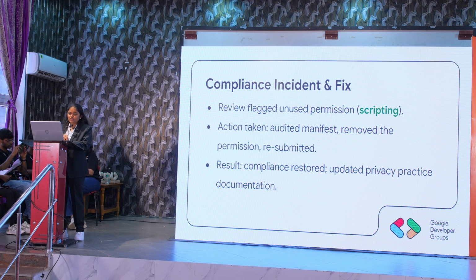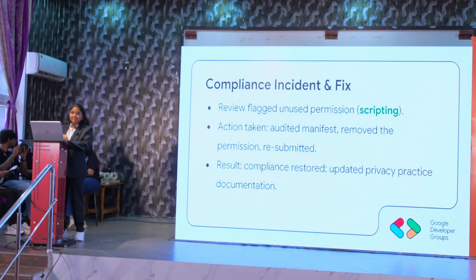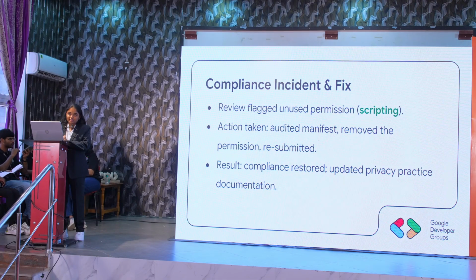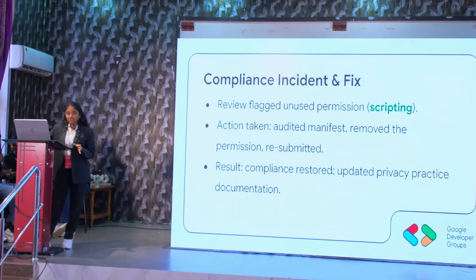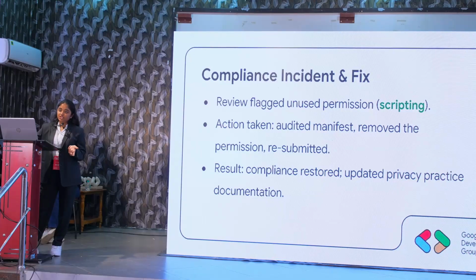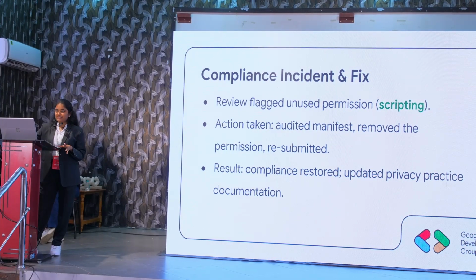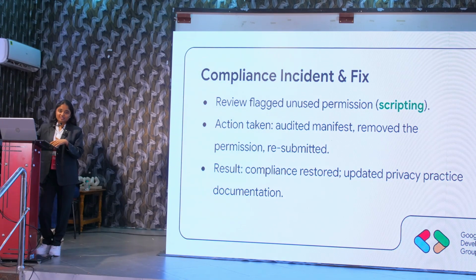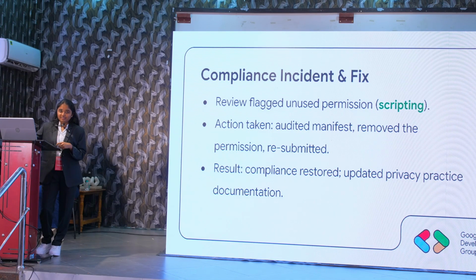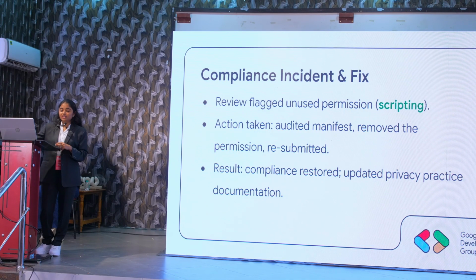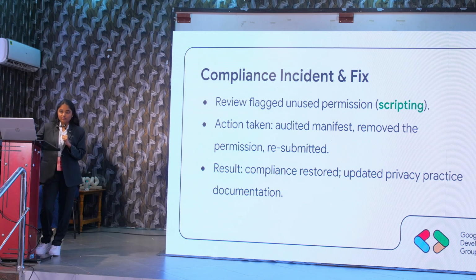And next one is the compliance incident and fix. Not every success comes without failures. One time Google rejected my Chrome extension because I mentioned a permission, scripting, that I didn't use. ChatGPT had told me to include scripting also, so I blindly included it. But Google picked me up: you didn't use it, so why have you mentioned it?